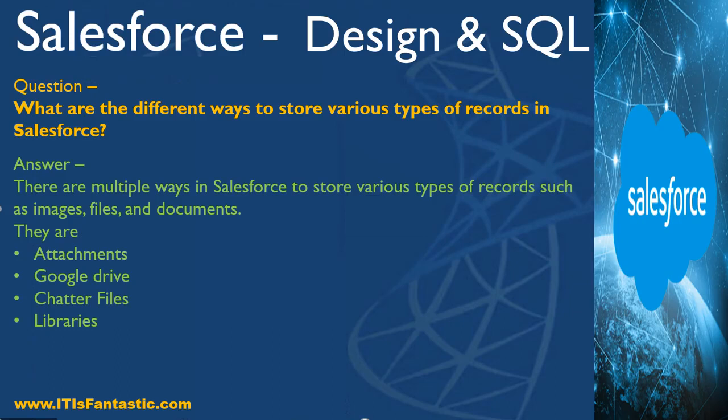What are the different ways to store various types of records in Salesforce? There are multiple ways in Salesforce to store various types of records, such as images, files, and documents. They include attachments, Google Drive, Chatter files, and libraries.